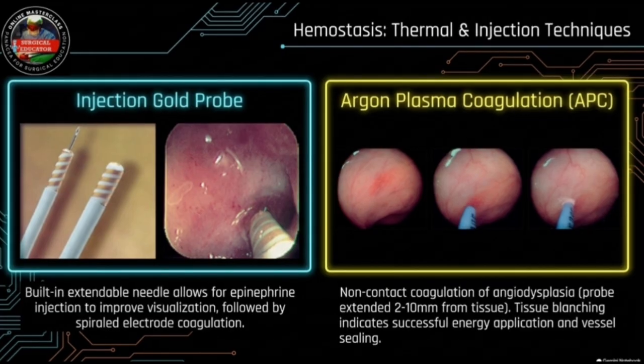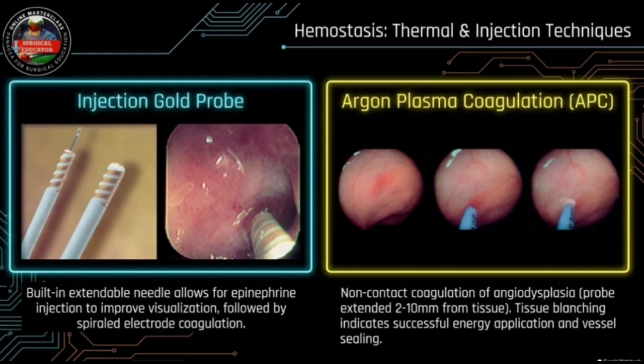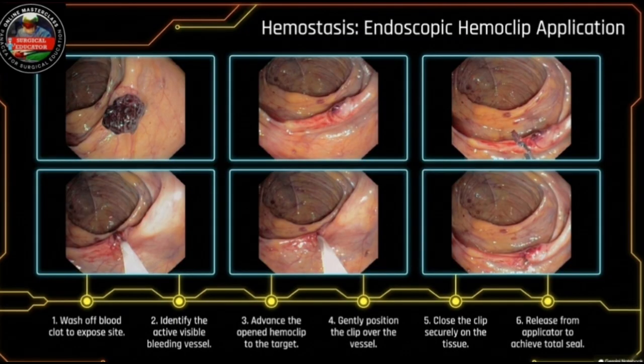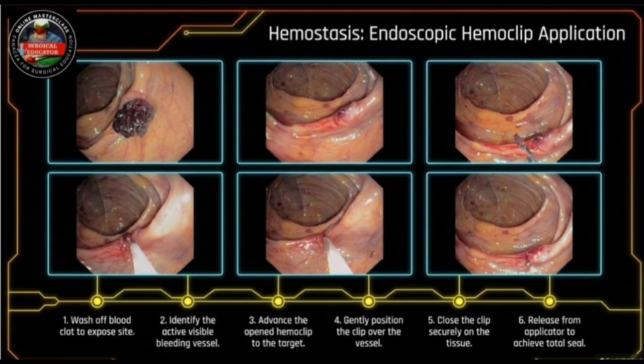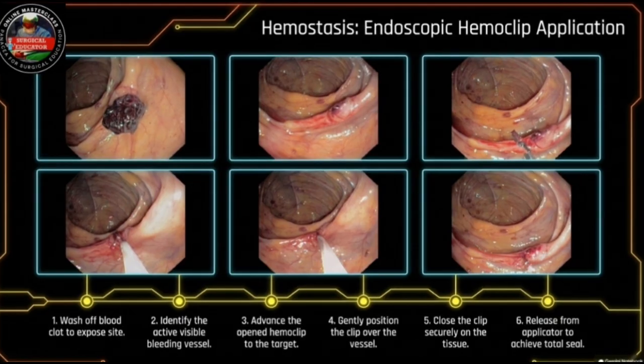Yes, for larger vessels. That brings us to slide 13, endoscopic hemoclip application. The slide breaks this down into 6 distinct stages. And stage 1 immediately caught my eye. Wash off the blood clot to expose the site. Yeah, that surprises a lot of people.